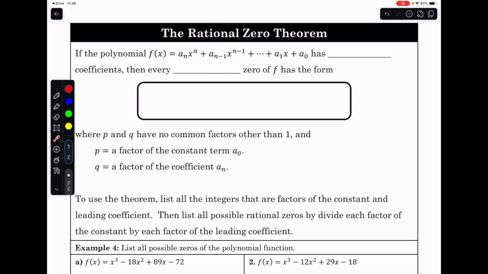Hello class, and thank you for watching the second part to the rational zeros of polynomial functions. Today we're going to identify the zeros of polynomial functions using the rational zero theorem.